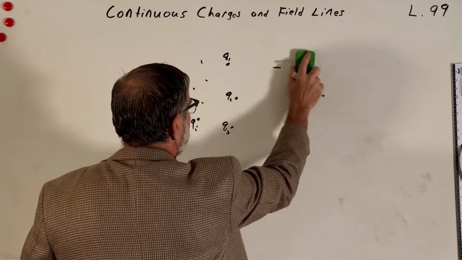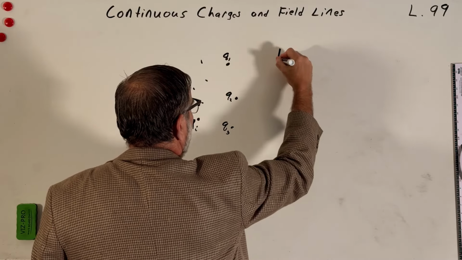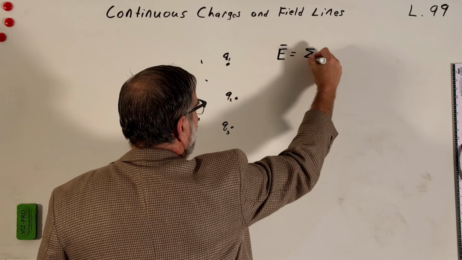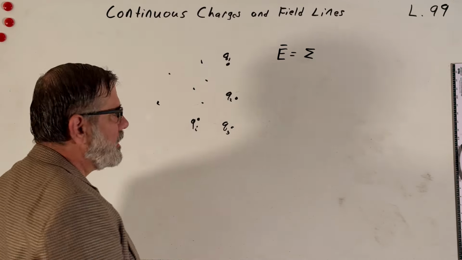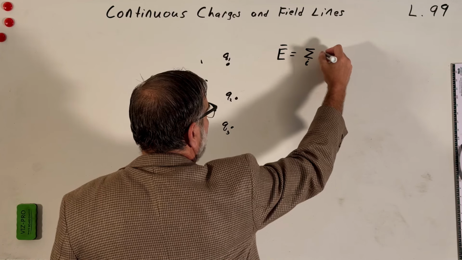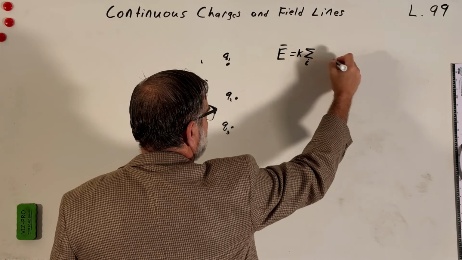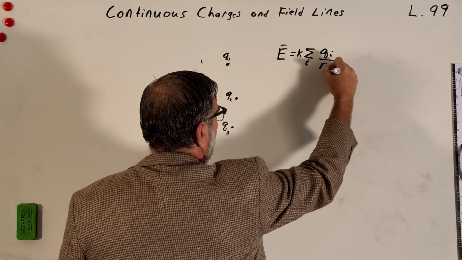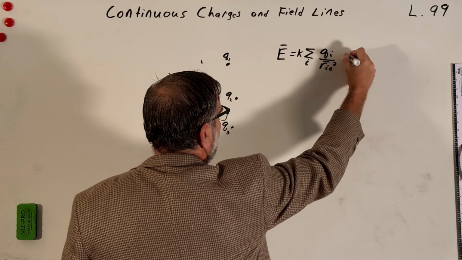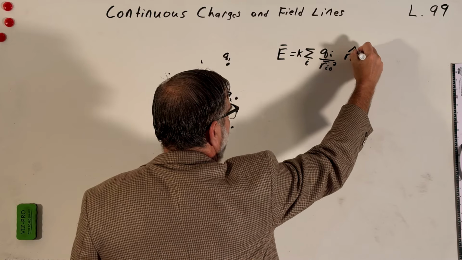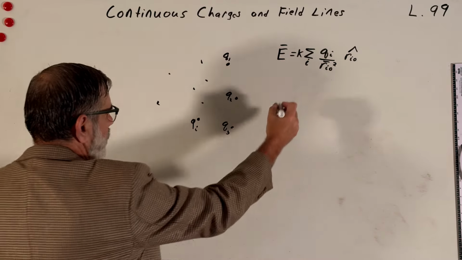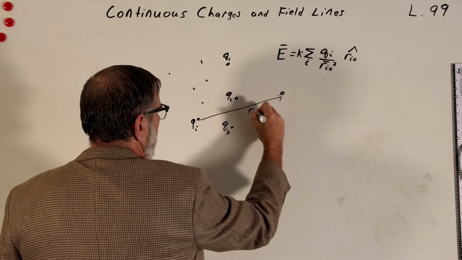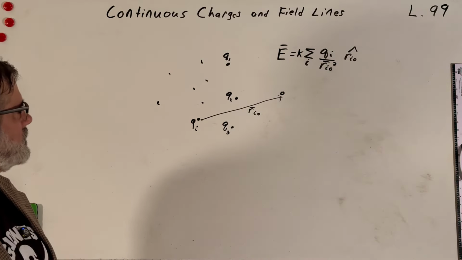Actually, I wanted to write E, not sigma yet. We would write that the electric field is equal to the sum, that's sigma notation. Do you remember that? It's for summing. We would put K out front because that's not going to change from term to term. And we'd have Qi over Ri naught squared, Ri naught hat. If this is my test charge point, then this vector here is Ri naught.